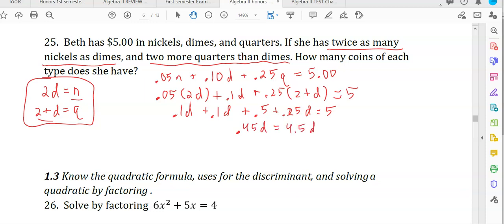It's kind of nice, right? So divide by 0.45. So we're going to divide by 0.45.